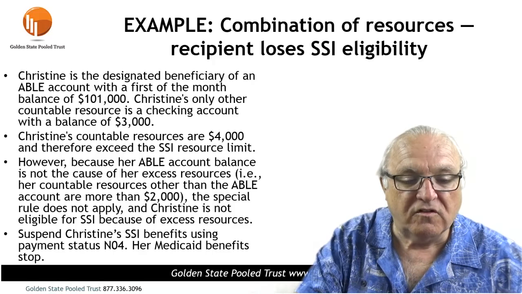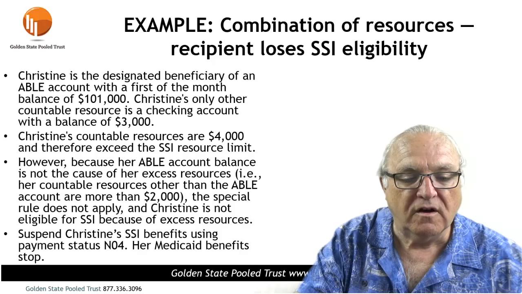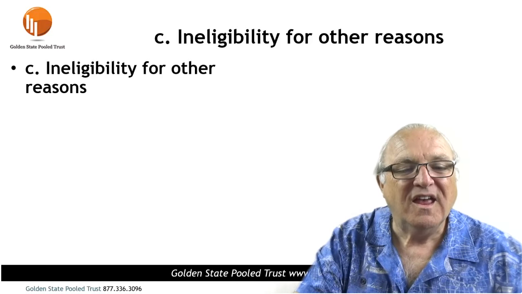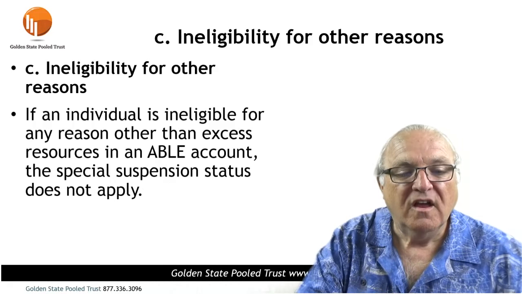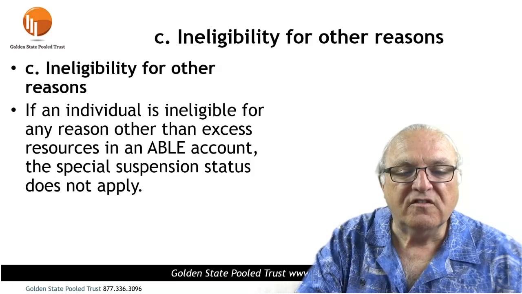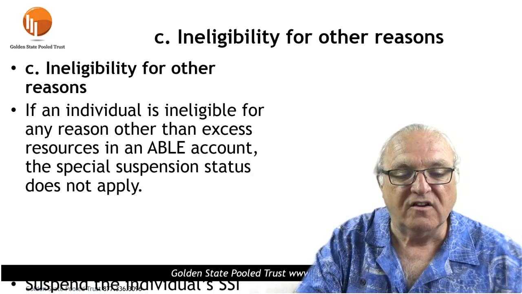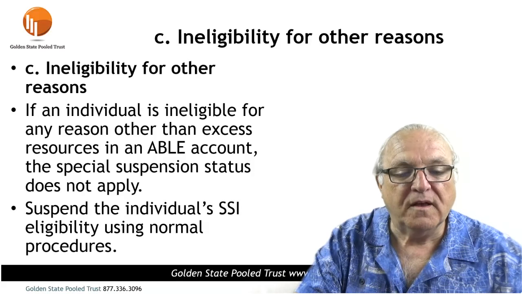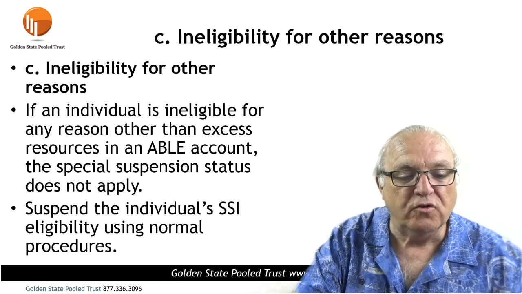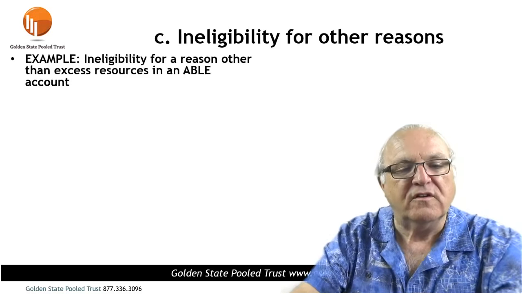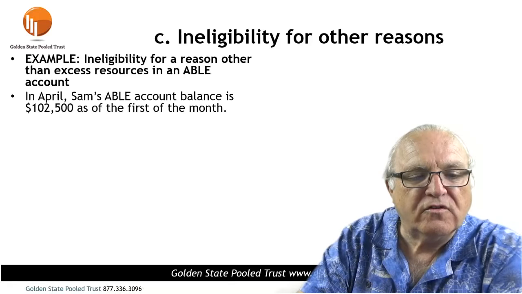So they would suspend her SSI benefits here using whatever code it is they use. Ineligibility for other reasons: if an individual is ineligible for any reason other than excess resources in an ABLE account, the special suspension status does not apply. Suspend the individual's SSI eligibility using normal procedures. Example, ineligibility for a reason other than excess resources.